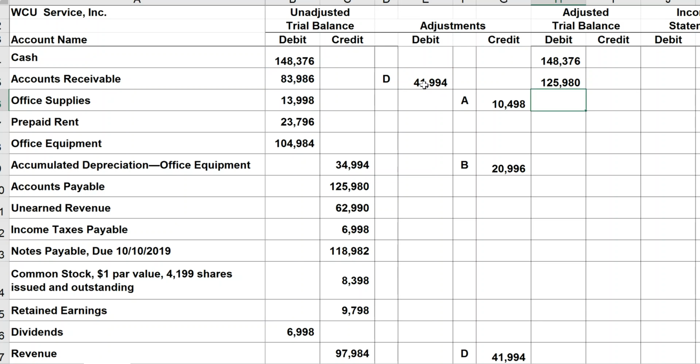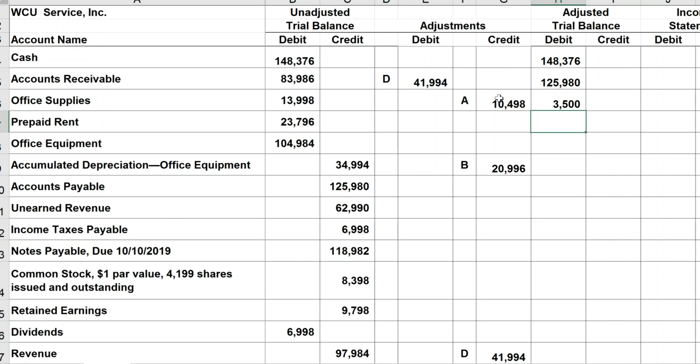Note for office supplies, I have a debit balance, but my adjustment is a credit. So when I have a debit balance and a credit balance, I have to subtract the two to get a net debit balance. So to get my adjusted trial balance for office supplies, I'm going to start with my debit balance. I'm going to subtract my credit balance. That will give me an overall debit balance.